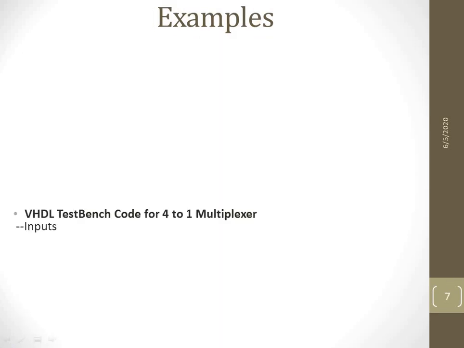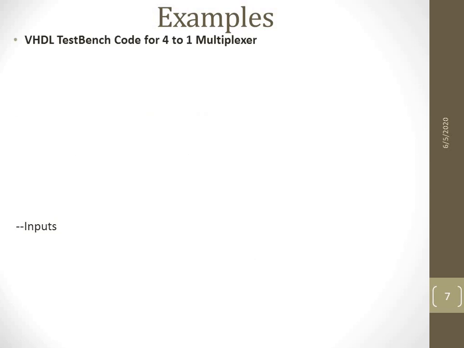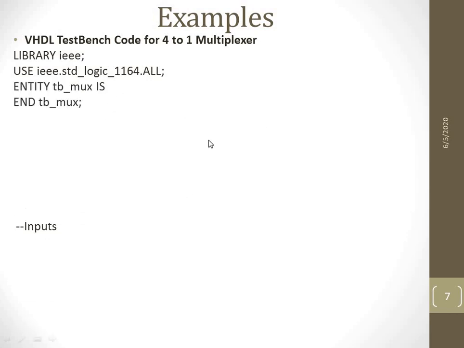Now, how to generate the stimulus? For the VHDL test bench code for a 4 to 1 mux, here also we need to declare the libraries and packages. And as I said, the entity should be empty. No ports will be given for a test bench, so the entity for a test bench is empty. No ports are declared here.